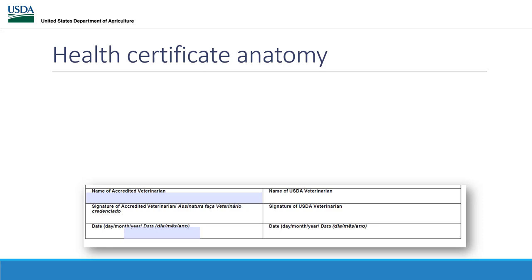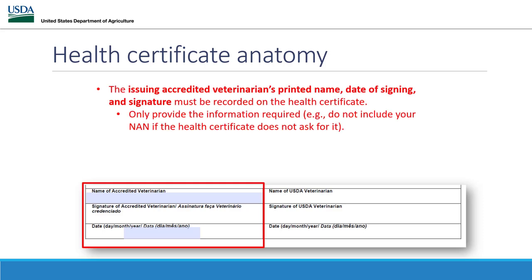The final required section that all health certificates share is the signature section. In order for a health certificate to be considered issued, the USDA accredited veterinarian must sign and print his/her name and date the health certificate with the day he/she is issuing the health certificate. Some health certificates may require additional information in the signature field, such as the accredited veterinarian's national accreditation number. But this information should not be included unless specifically required.